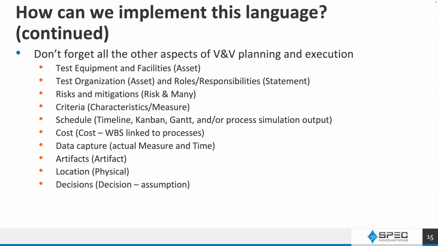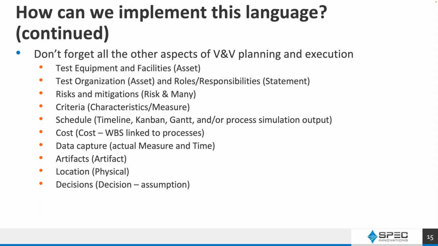Also, you can model your test organization. We use assets again for organization. People are assets as well. So again, it lets you create your organizational elements that way. You can also identify roles and responsibilities. You might want to capture those as statements. That's a good way to capture that kind of thing. And again, that might also be part of your documentation as you're developing your test plan. Risks and risk mitigations, of course, we have risk analysis, risk matrices, risk burn down charts. So again, that's another aspect of testing that's pretty important.